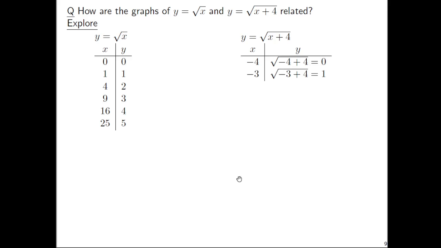If we plug in negative 3 for x, we get y equals 1. If we plug in 0 for x, we get y is 2. If we plug in 5 for x, then we have root 5 plus 4, in other words, we have root 9, which becomes 3. If we plug in 12 for x, we're going to get y is 4. And if we plug in 21 for x, we get y is 5.